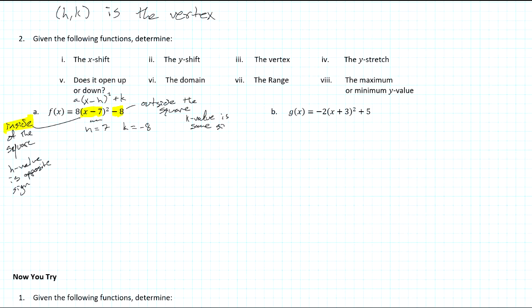So let's go through the questions here. The x shift is going to be right 7, because that's just the h value, right? The y shift is going to be down 8 because of the minus 8 there. The vertex is going to be the point 7 comma negative 8, right? We've moved right 7 and down 8.